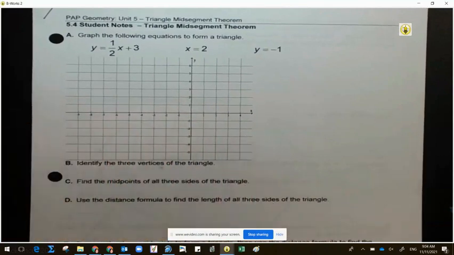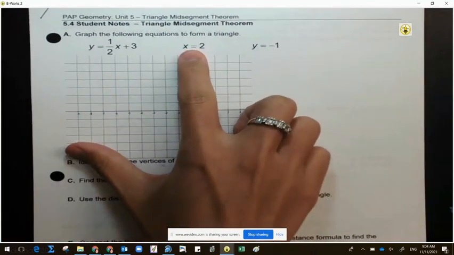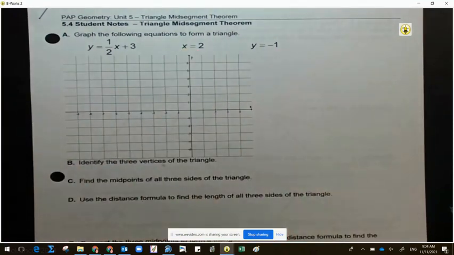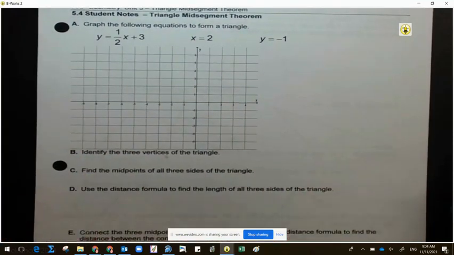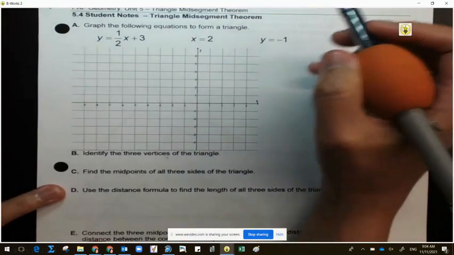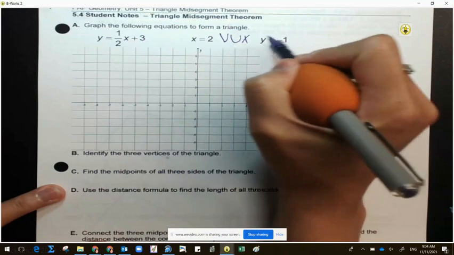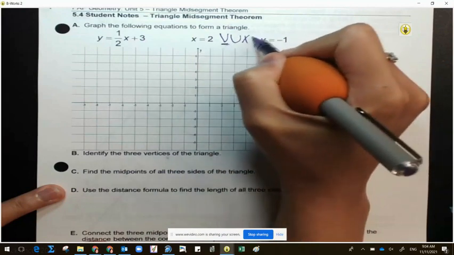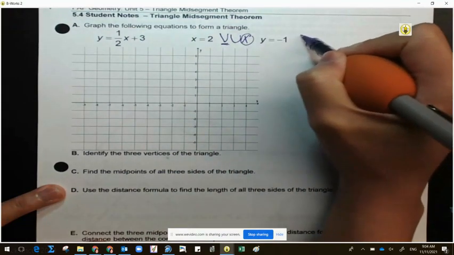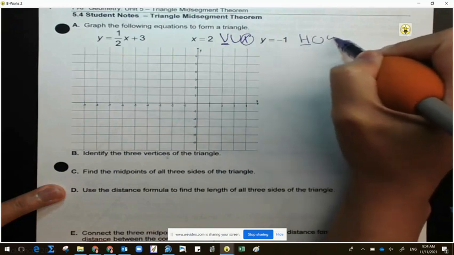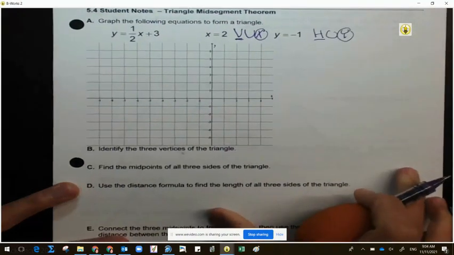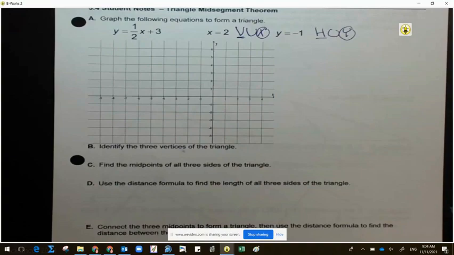Okay, it says to graph the following. Let's go ahead and graph the easier one. I think x equals 2 will be an easier one. What kind of line would x equals 2 give us? Horizontal or vertical? If y'all remember from last year, vertical lines are x equals, and horizontal lines are y is equal to. Just as a reminder. So let's go ahead and graph these.